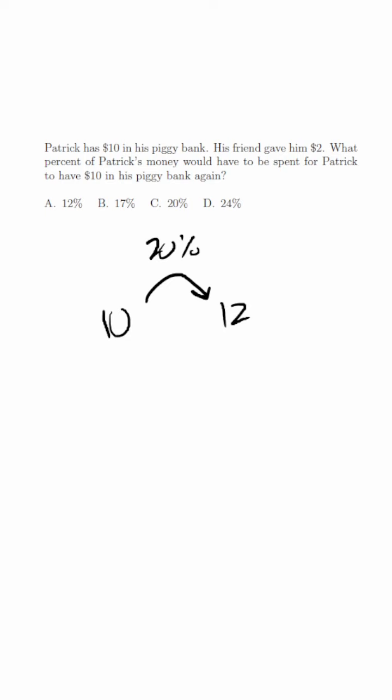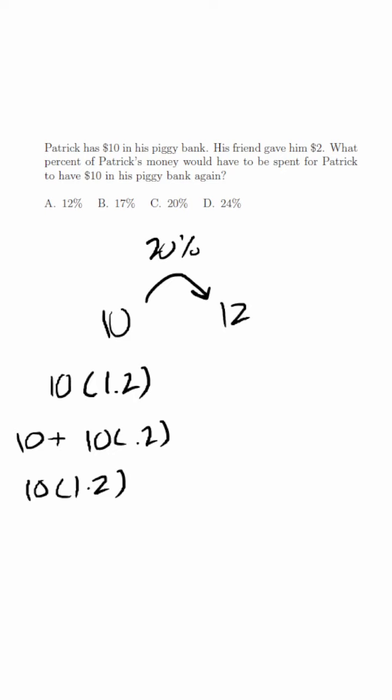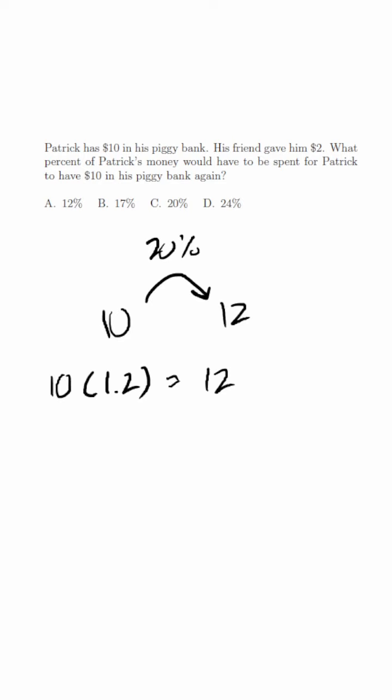Well, mathematically, when we do percents, we do something like 10 times 1.2. We have a 20% increase. It's the same as saying 10 plus 20% of 10, which is really just saying 10 times 1.2. So if we're going from 10 to 12, what we're really doing is 10 times 1.2 to get to 12. How can we do the opposite of 10 times 1.2?